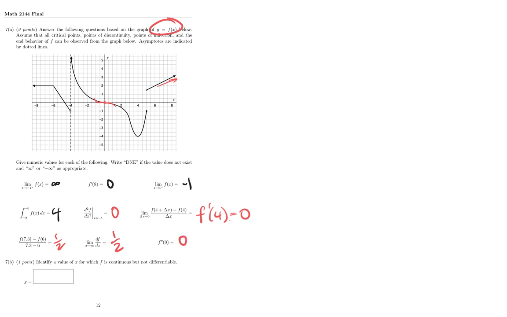Find a value of x for which f is continuous but not differentiable. Continuous means I don't have to pick up my pencil. Differentiable means the left and right hand slopes are the same. So this cusp here will be an x value where it is not differentiable.